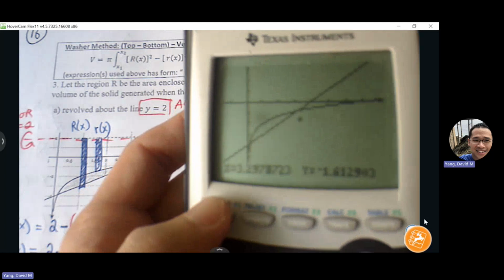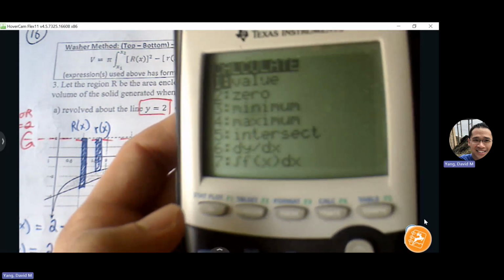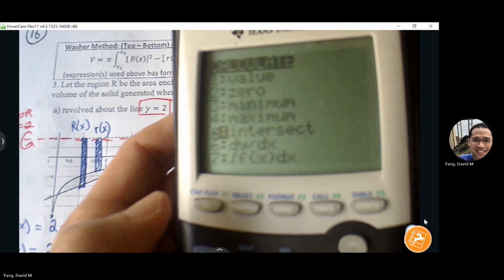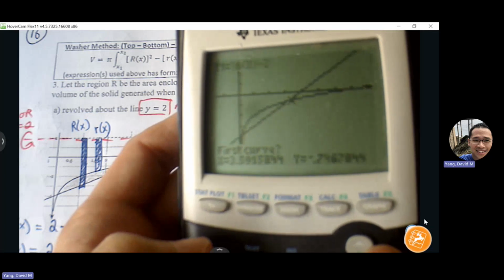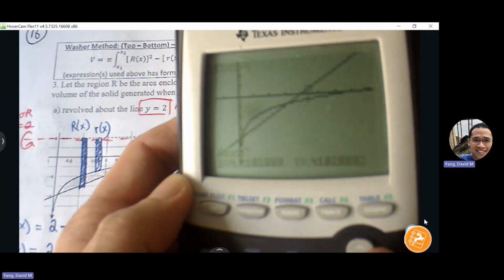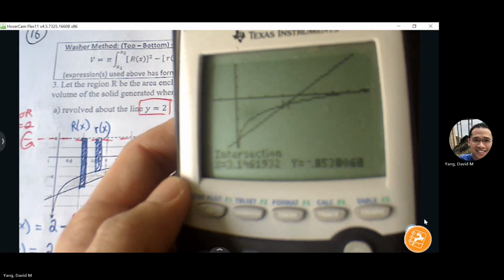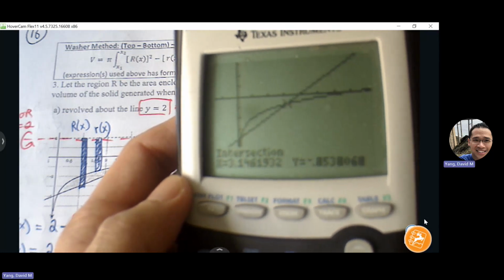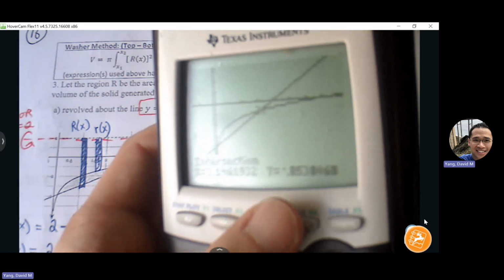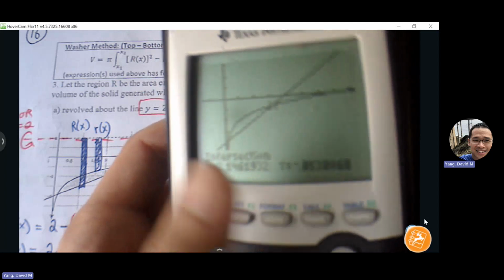A little better. I'll do a second trace intersect on the board there. Second trace, 5. I'm going to pick points close to the intersection. Enter, enter. So 3.146. I'm going to also write down the y value. I'm not going to need the y value right now, but the y value will be helpful when we get to part B, when we have a different axis of revolution.